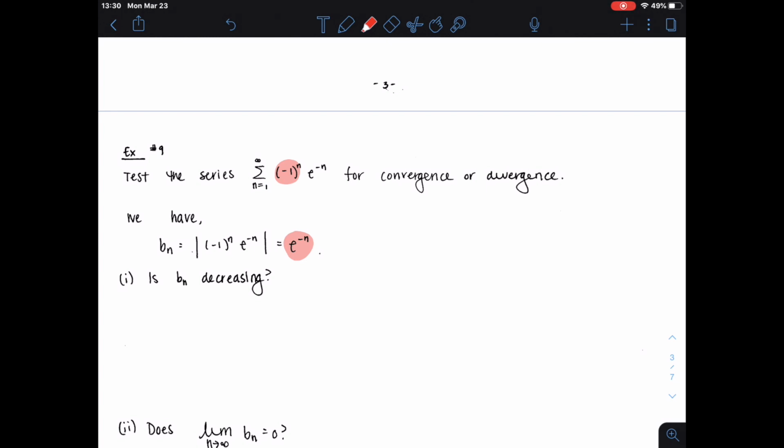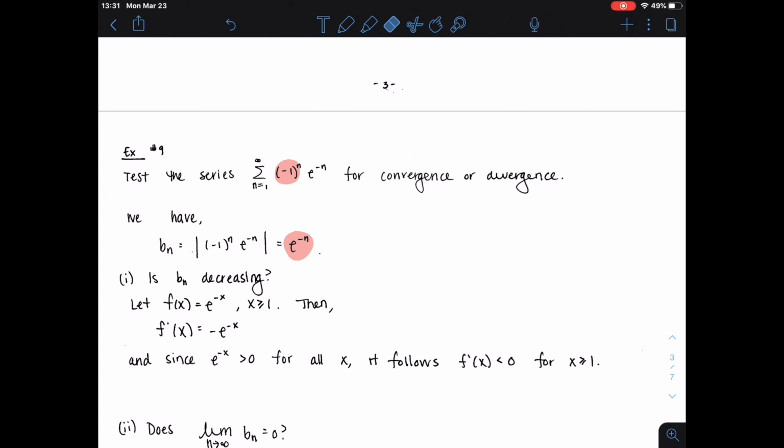So this one's a little bit harder to show in an inequality. So now I'm going to actually go ahead and define that function. So we're going to let f of x equal e to the -x, and we're going to define this for all x greater than or equal to 1. So its derivative, nice quick chain rule, the derivative is -e to the -x. But e to the -x is always greater than 0, so the derivative is always negative. So yes, Bn is decreasing for n greater than or equal to 1.